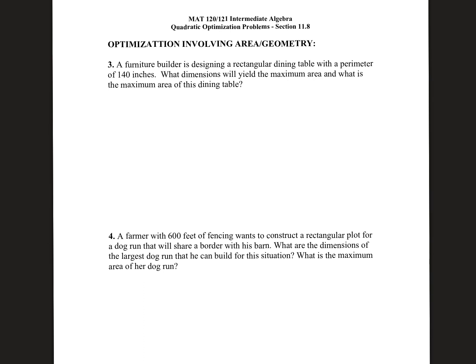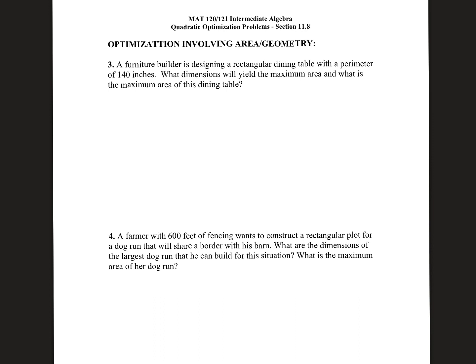All right, so in this batch of problems, we're going to be working with geometry problems. Reading number 3: a furniture builder is designing a rectangular dining table with a perimeter of 140 inches. What dimensions will yield the maximum area, and what is the maximum area of this dining table?